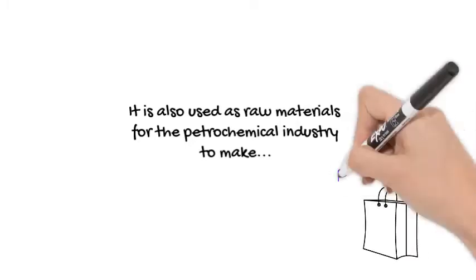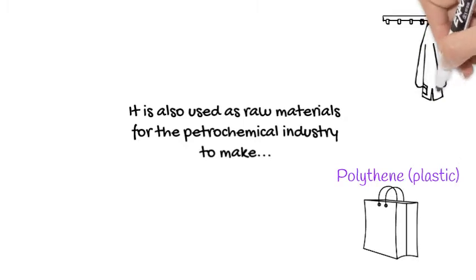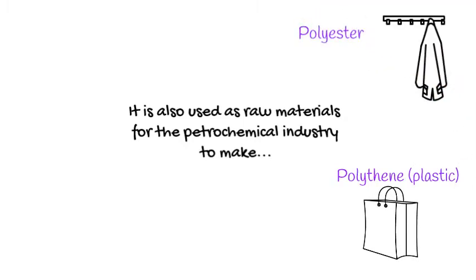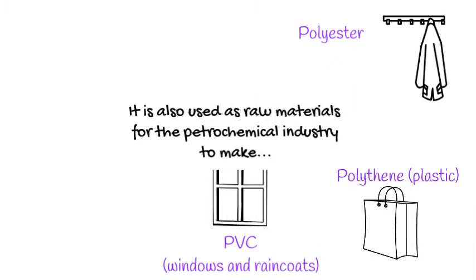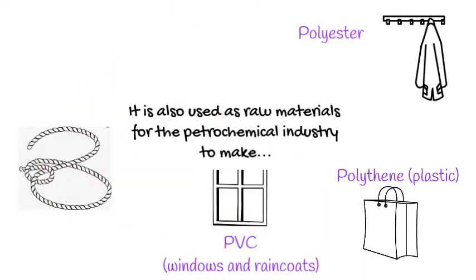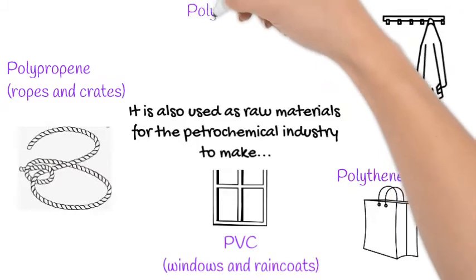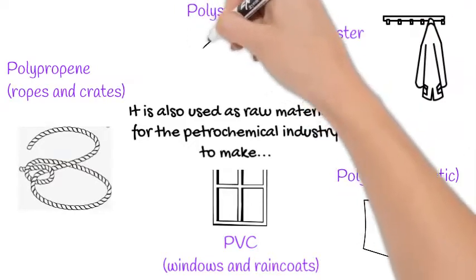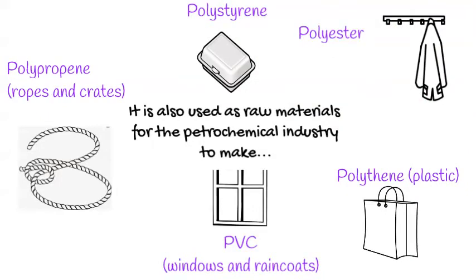For example, plastic bags from polythene, or for our clothes, we often use polyester. PVC windows and raincoats are made from crude oil. Ropes and crates are another product of the petrochemical industry. And then, of course, we get things like polystyrene for packaging, just to name a few.